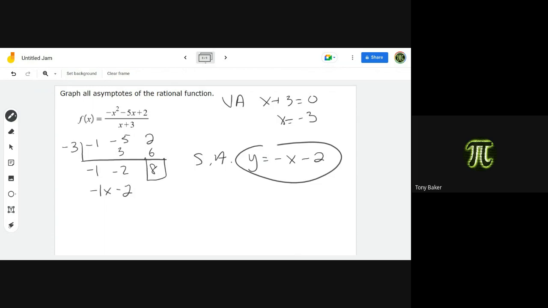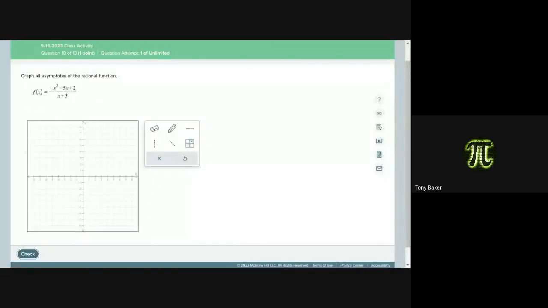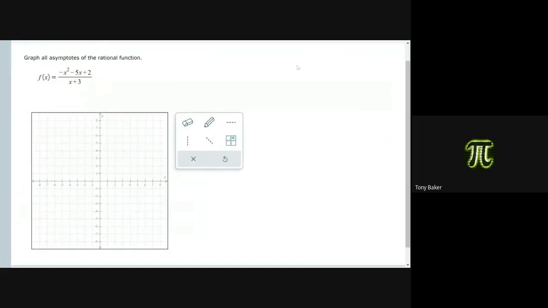All right, so this is problem number 8. Nope, 9. There we go. This one was just asking me to graph the asymptotes, so I didn't have to come up with my points. So I have a vertical asymptote at -3. And my slant asymptote was -x minus 2.